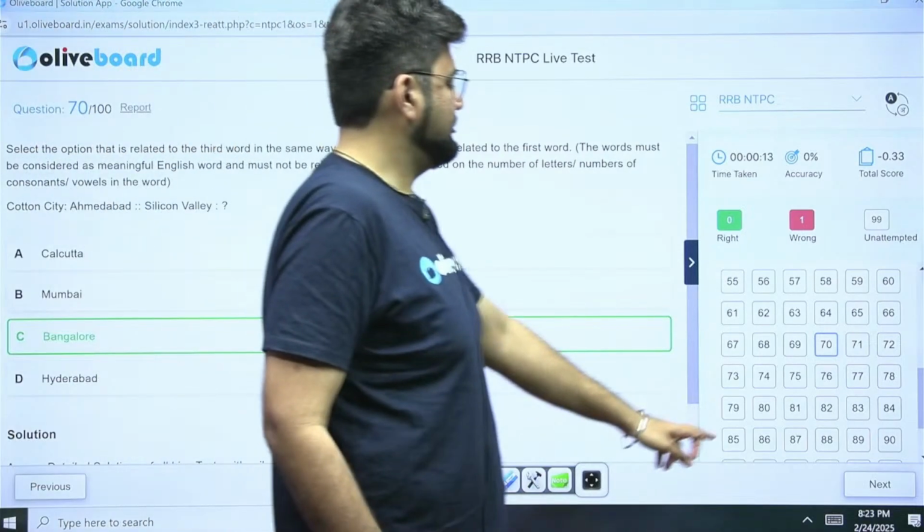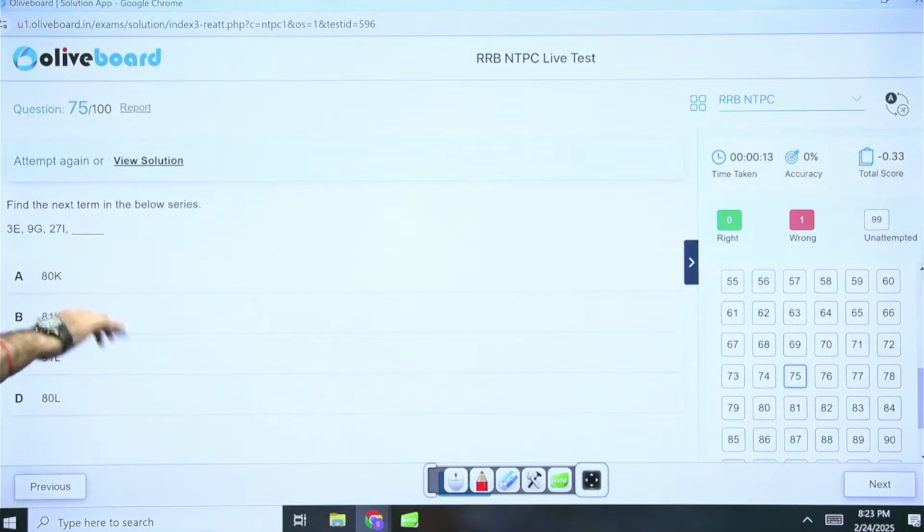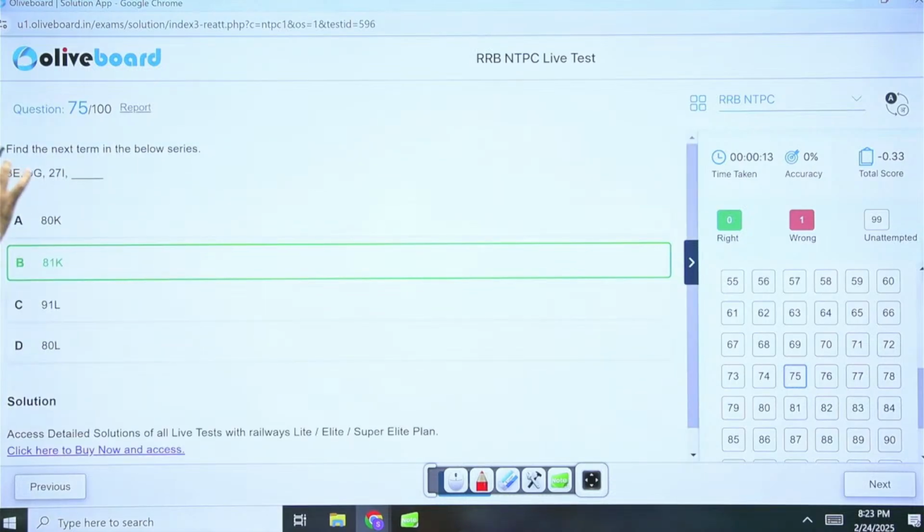75. Very easy question again. 3, 9, 27, multiplied by 3. So after 27, next is 81. We have only one option with 81. Option B is the right one. And what is the logic here? This is 5, 7, 9, so plus 2, plus 2. 9 plus 2 is 11. Very easy.